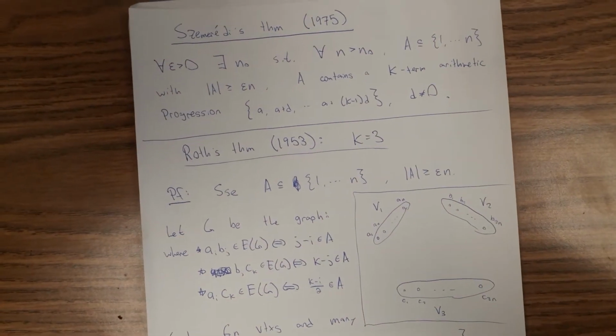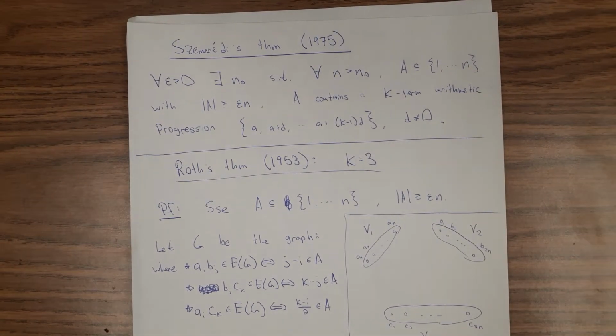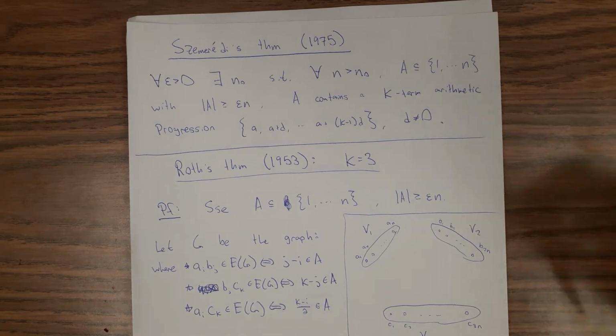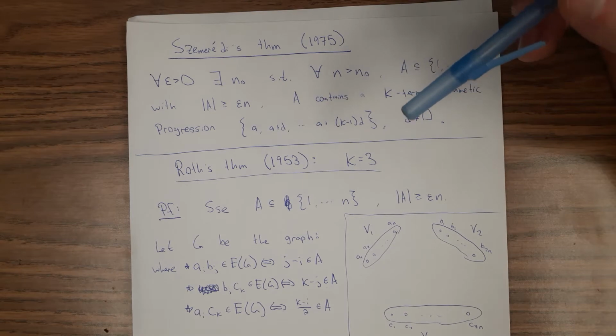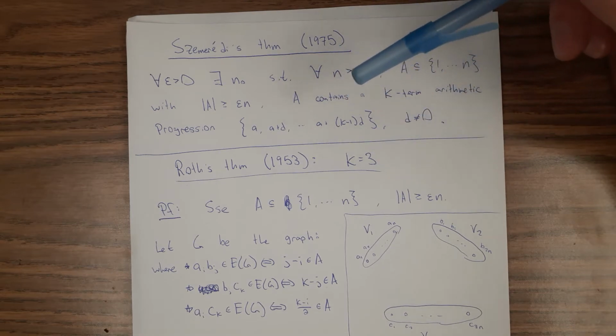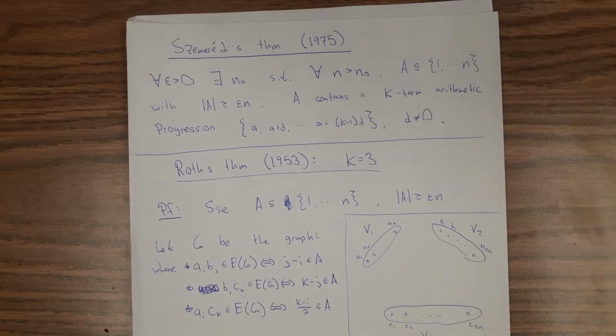Okay, so let's talk about Szemerédi's theorem. And ultimately I'm going to talk about Roth's theorem, which is Szemerédi's theorem for k equals 3. But Szemerédi's theorem was first proved in 1975.